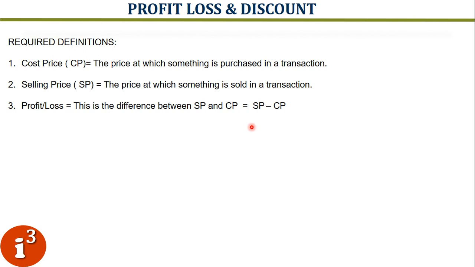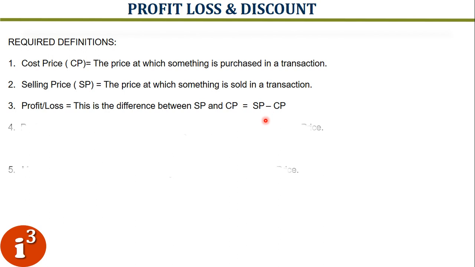So if the price at which you sell is more, then obviously this will be positive and you gain something, that means you incur a profit. If the price at which you sell is less than your purchase price, this value will come out to be negative and you are at a loss.